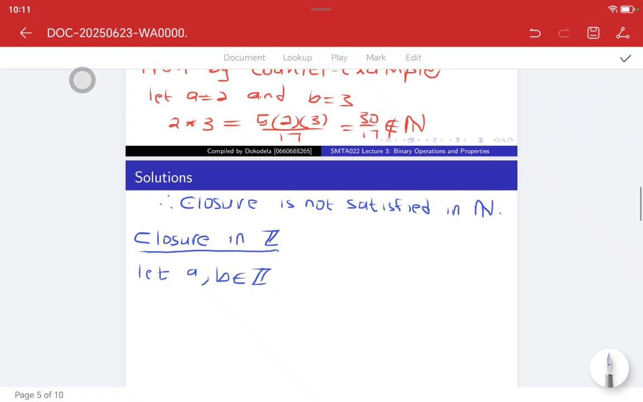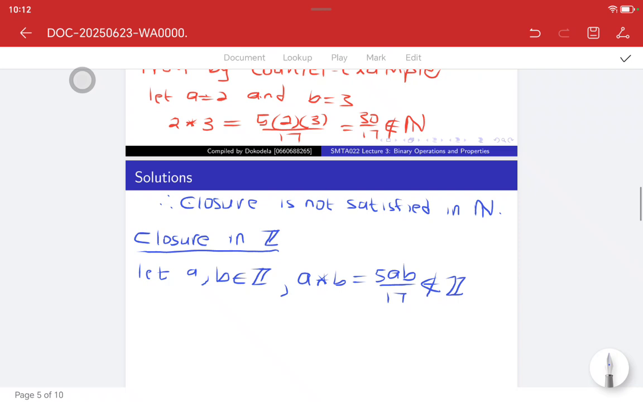When we pick these two elements, we say A star B, which is equal to 5AB over 17. Can this be an element of an integer? No. Then this won't be an element of an integer, because integers do not have denominators, right? The only denominator they have is 1. So this one is 17.